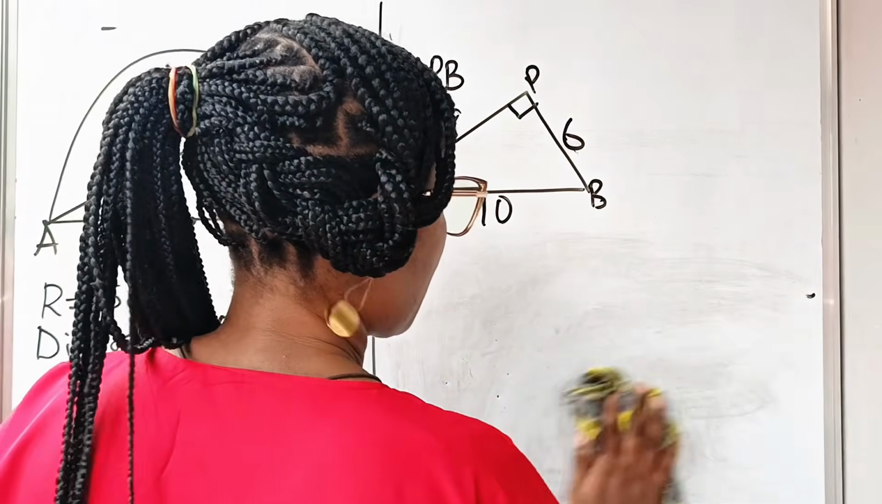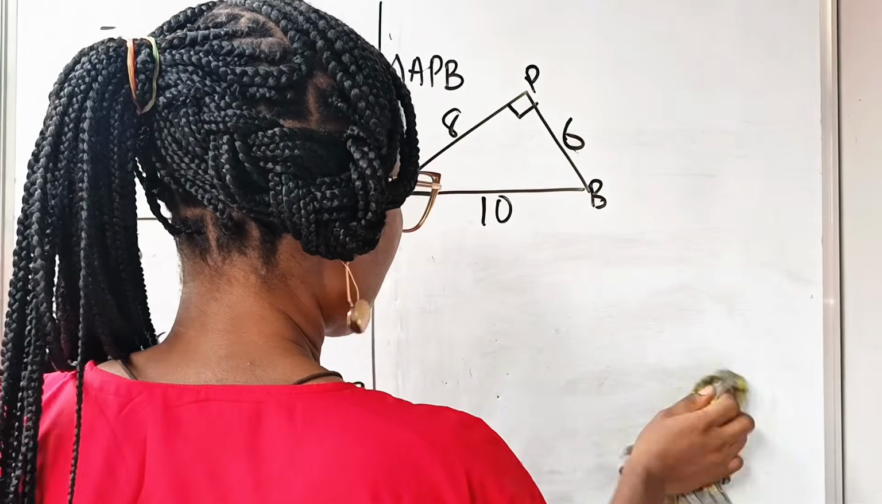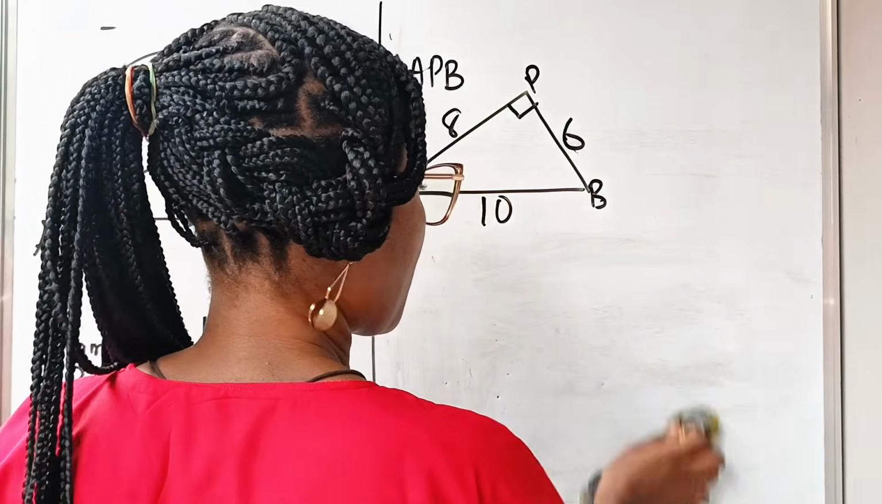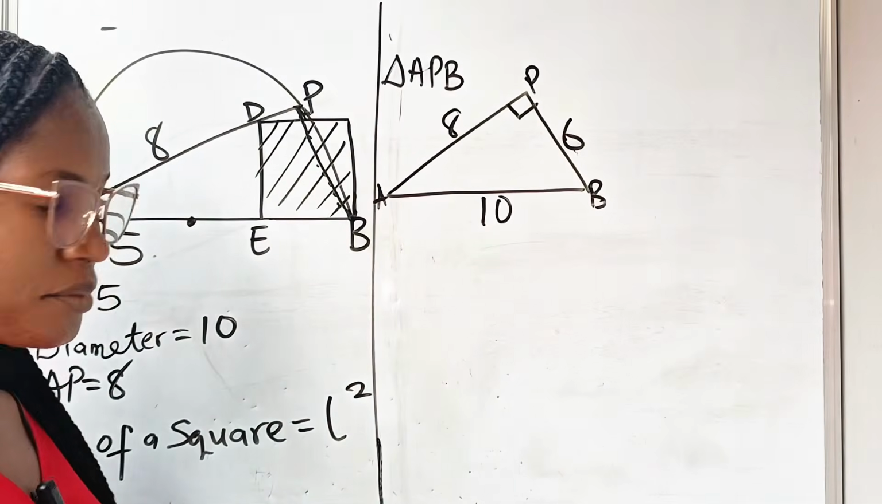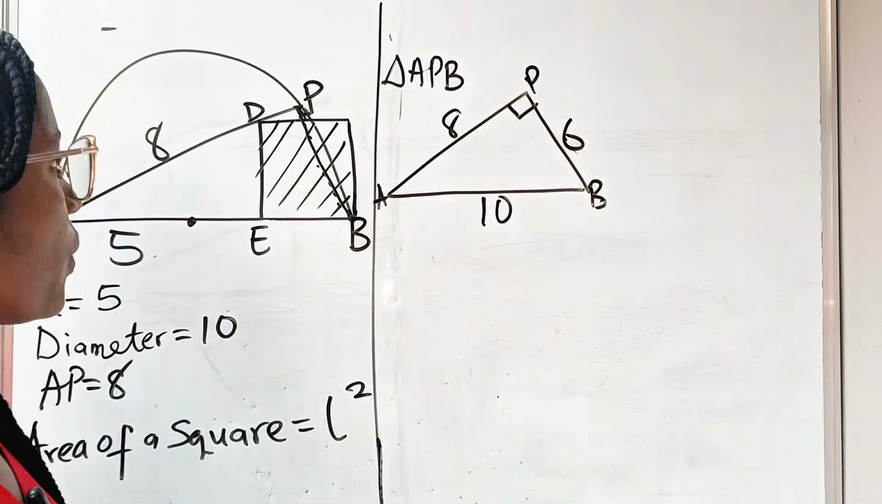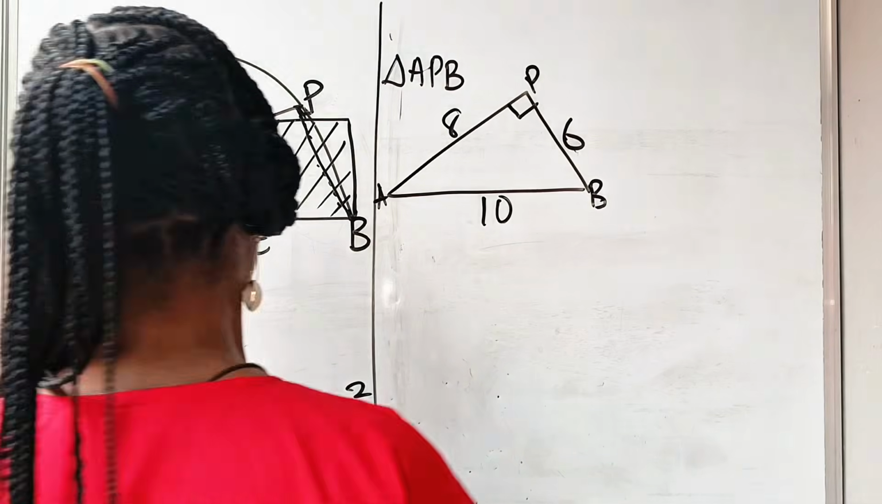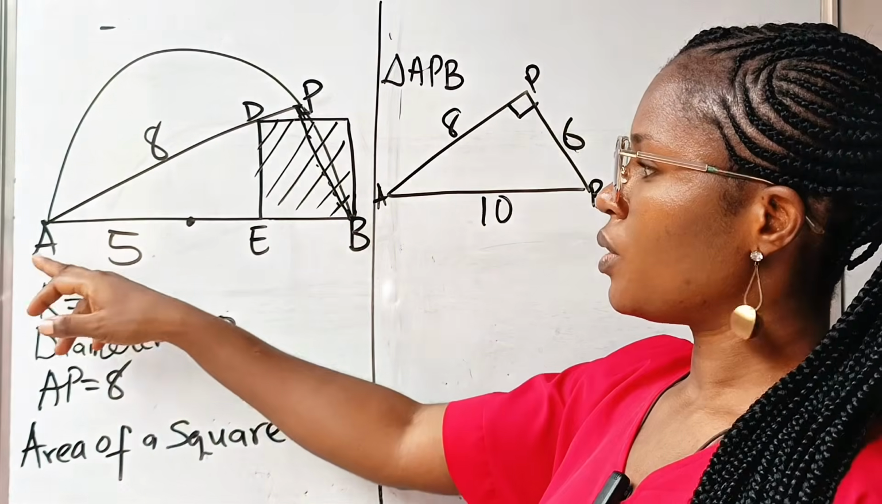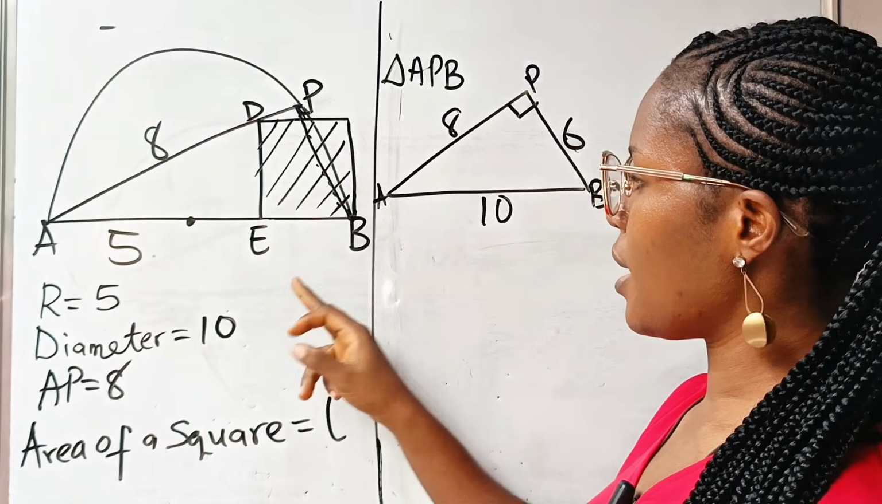All right, now we have another triangle that we can see here, triangle ADE, right? Triangle ADE.